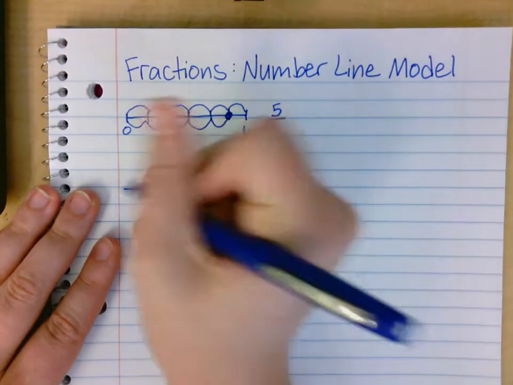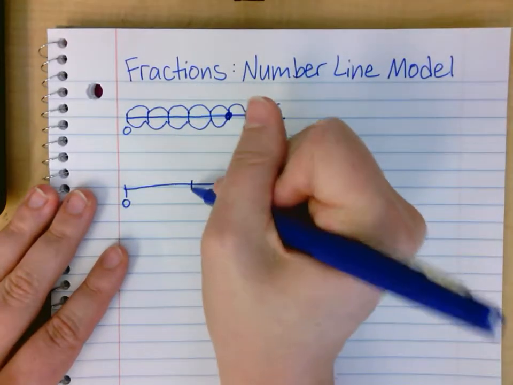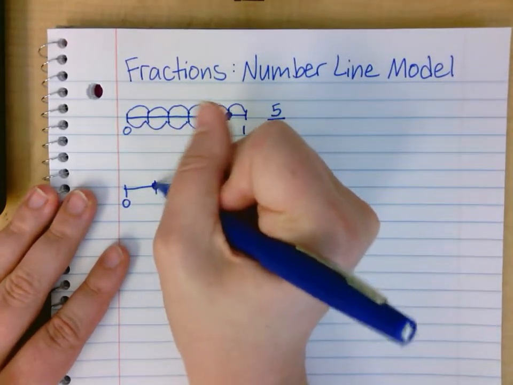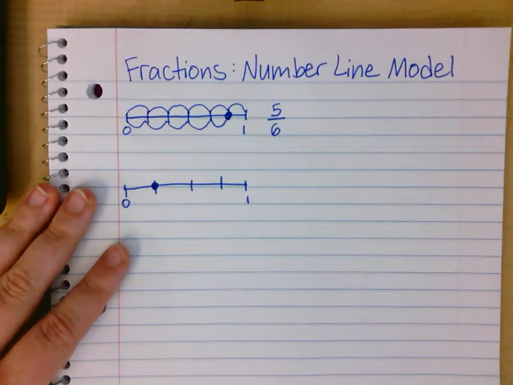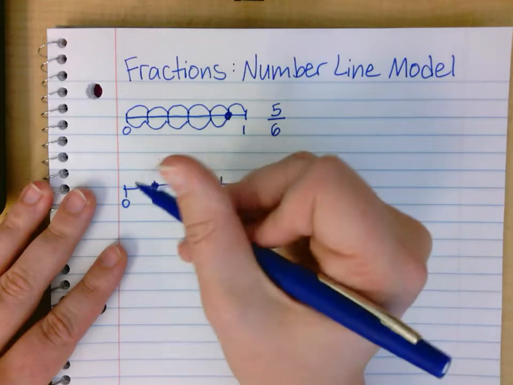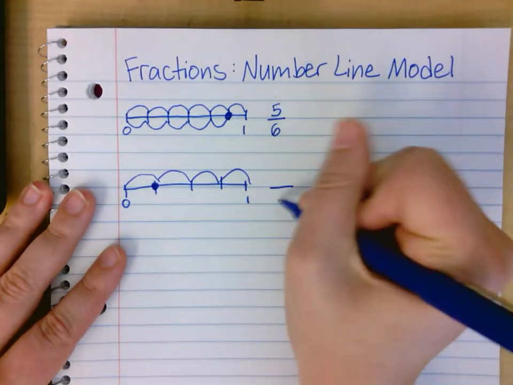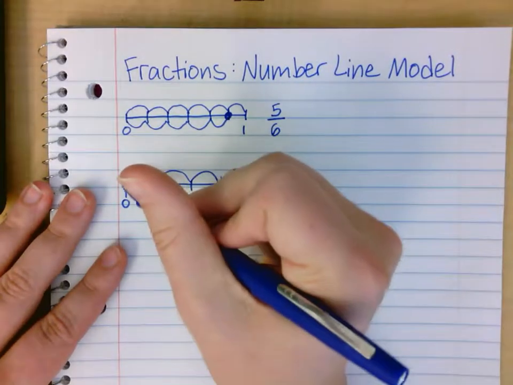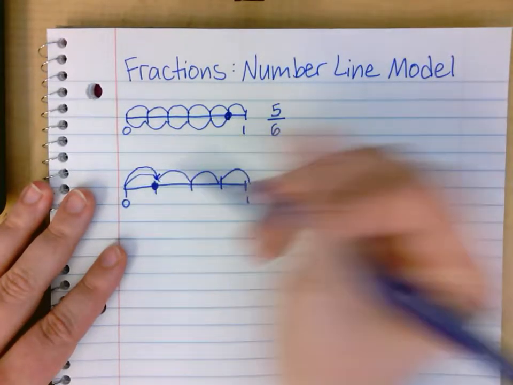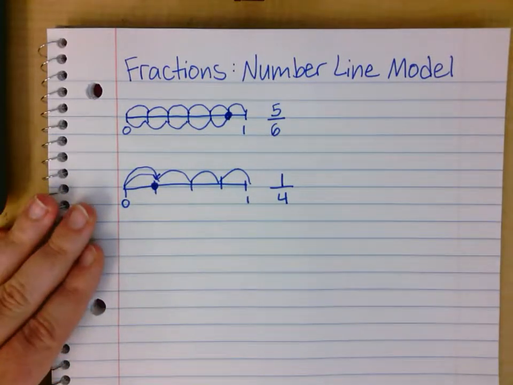So we have a number line in between 0 and 1. It looks like this. What fraction does this represent? Well, what's the total number of jumps or pieces between 0 and 1? 1, 2, 3, 4. So I'm looking at 4 total jumps. My mark is after the first jump, so this represents 1/4.